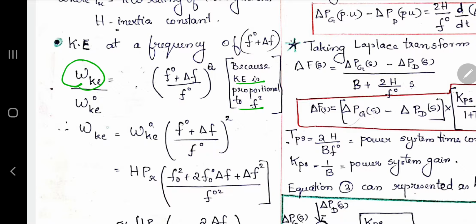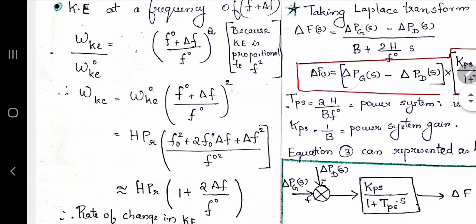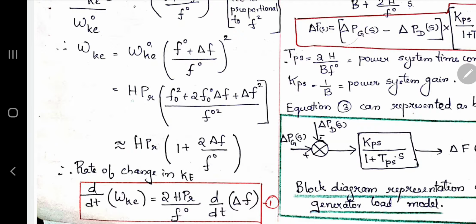So WKE is equal to, by substituting this to the right hand side, you will obtain this equation. Now what is WKE0? WKE0 is H into PR. So we can represent it here as H into PR into, expanding this term, it becomes like this. Delta f square is very small, as delta f is very small, so we can neglect that term. The remaining term becomes H PR into 1 plus 2 delta f divided by f0.